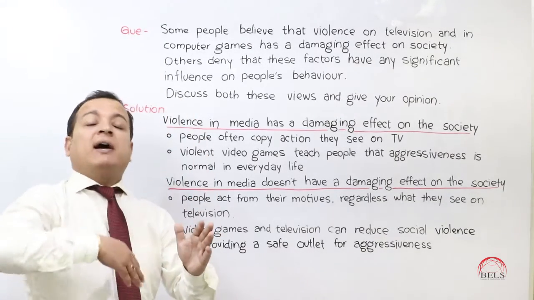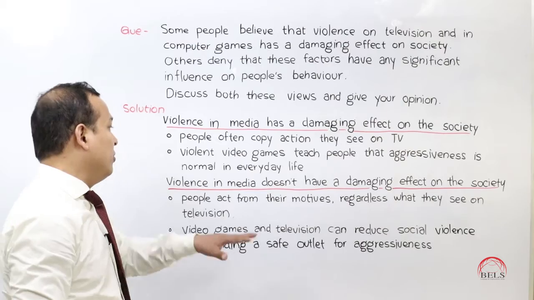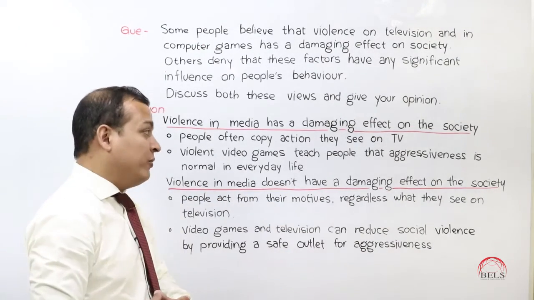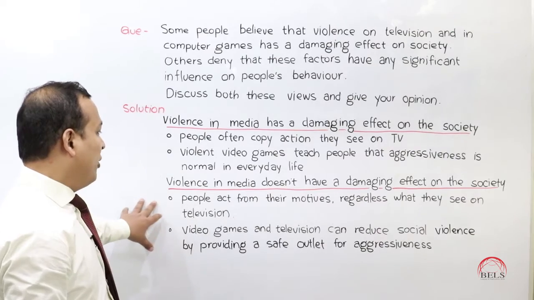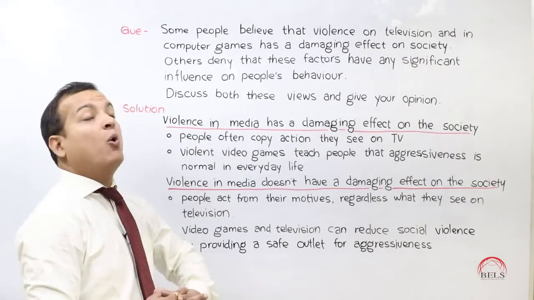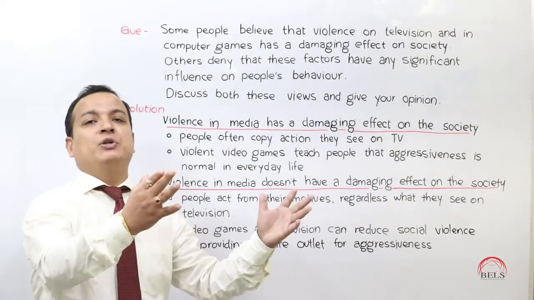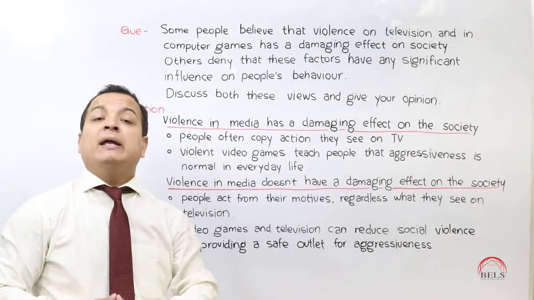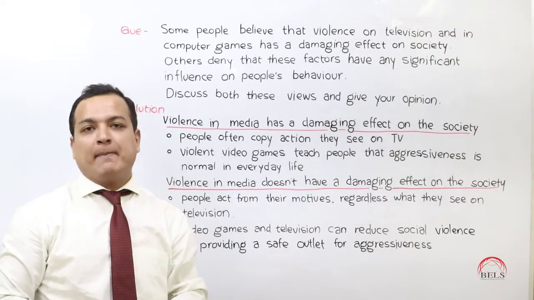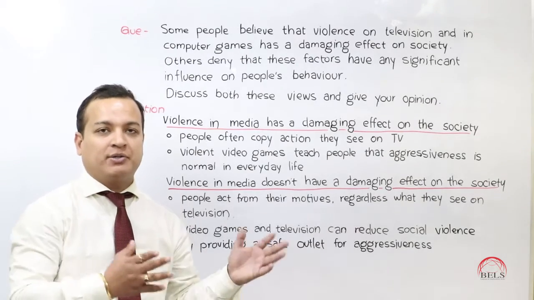Now, the other side, body paragraph 2: the other side view of the people is that violence in media doesn't have a damaging effect on society. How? Point number one: people act from their motives regardless of what they see on television. Of course, it's not compulsory. If you are watching something on television, you will not necessarily act in the same way. You have your own sense, you have your own thinking capacity to act from your own motive. So it doesn't have an impact, we are saying.